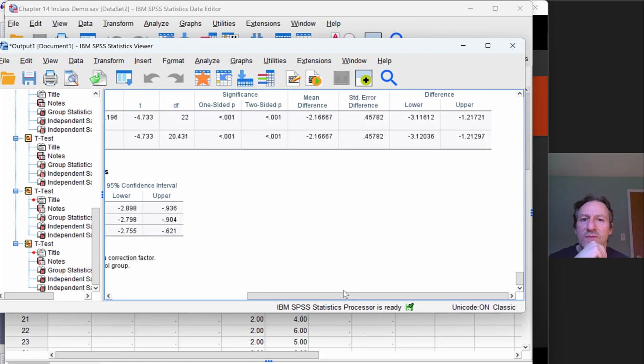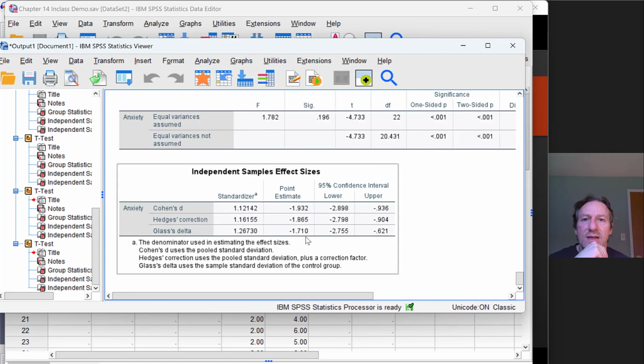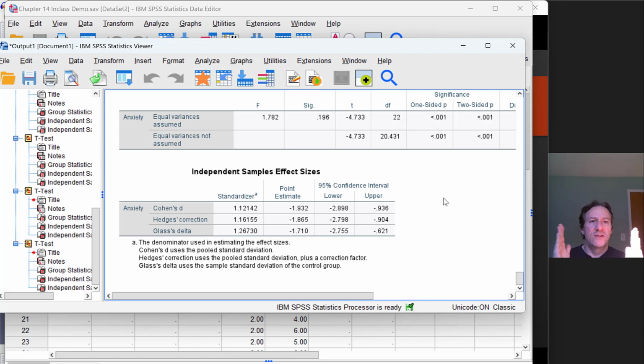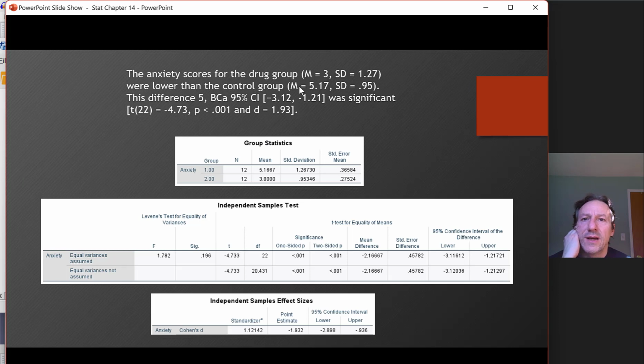Hopefully have a pretty good effect size too. Let's see. Yeah, we got a Cohen's D of 1.9, which is really big. Meaning that these two populations, these two distributions are not really overlapping that much. And so, yeah, this is how we'd write that up. Again, the mean, standard deviations, our confidence intervals, our T statistic, the P, and the D. So you can find all of these in the output.